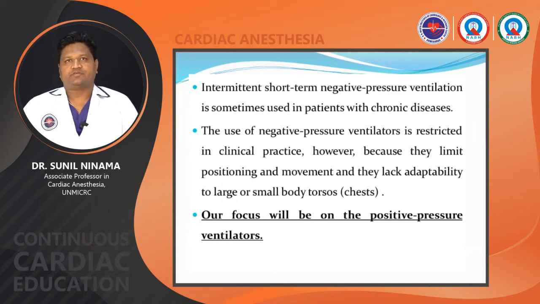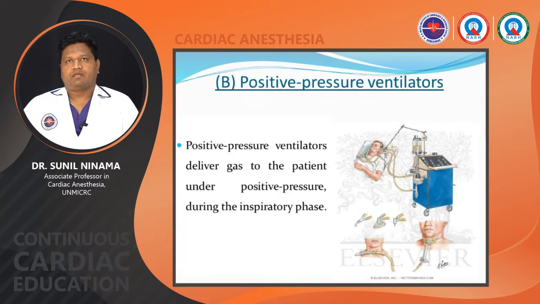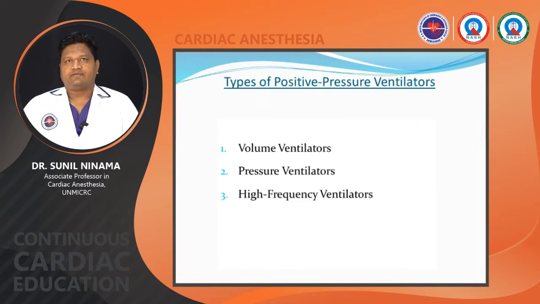Intermittent short-term negative pressure ventilation is sometimes used in patients with chronic disease, but the use of negative pressure ventilators is restricted in clinical practice because they limit positioning and movement and lack adaptability to large or small body torsos. Our focus will be on positive pressure ventilators. Positive pressure ventilators deliver gas to the patient under positive pressure during the inspiratory phase. The types are volume ventilators, pressure ventilators, and high frequency ventilators.